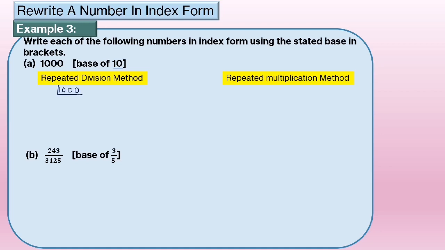1000 divided by 10 equals 100. So we can divide again by 10. 100 divided by 10 is 10. 10 divided by 10 is 1. So you calculate until you get 1 at the bottom, then you stop. So it means that here it repeated how many times? 1, 2, 3. So the answer is 1000 equals 10 power of 3.